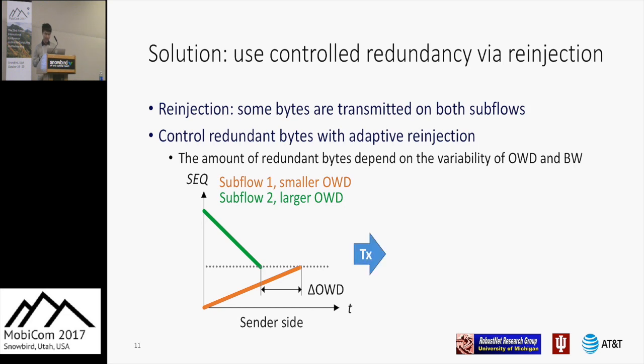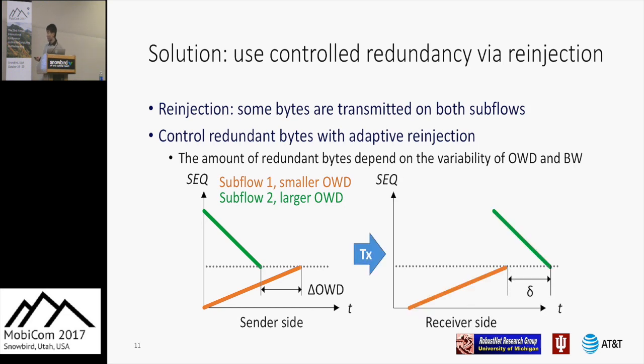So for example, in this case, the network variability is delta here. And the red line here shows the amount of redundant data based on this variability. So you can clearly see here that the amount of redundant bytes depends on the variability. And we have more details of the mathematical derivation in our paper.